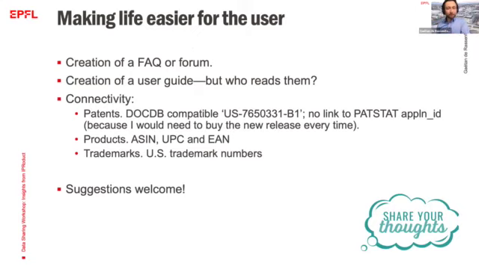So in terms of connectivity, for now we see three main elements. We have firms as well, but for now we don't really have a firm identifier that we can connect to. So we have patents, and here we're thinking of the DocDB compatible format, which we can easily get from Google BigQuery, and that would be US 7650331B1, which we can very easily connect to PatStat. So we don't need ourselves to report the PatStat application ID or the PatentsView ID, because as soon as you have this information, that's all you have.